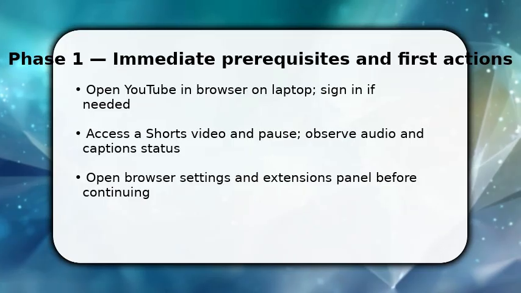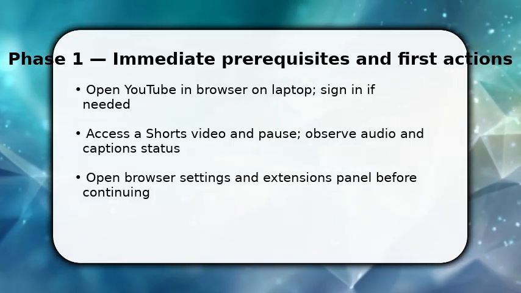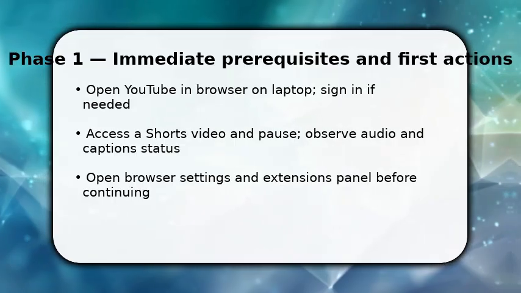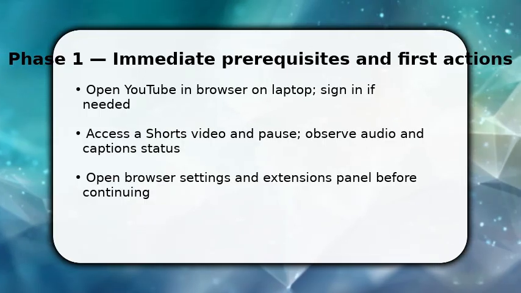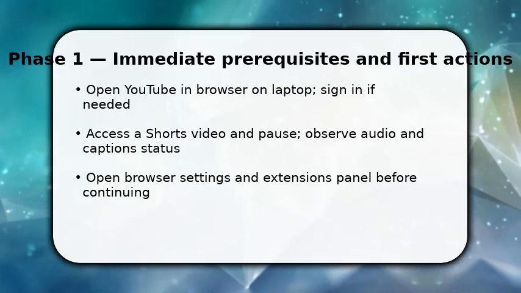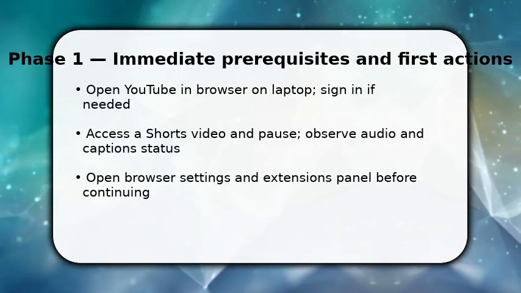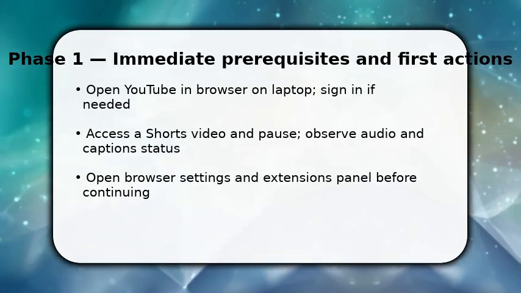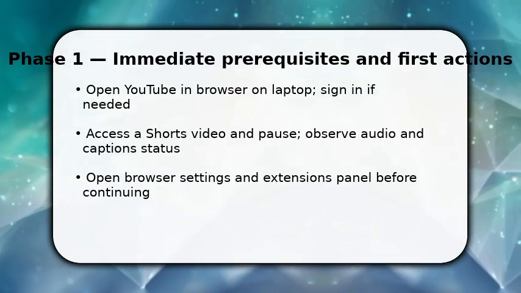You start now, open YouTube in your laptop browser and load the Shorts clip causing auto-dubbing. You want to check both YouTube's player and your browser at once. Once done, pause the video and look for CC or audio options, then open the browser's extensions and settings. This reveals whether an extension or site feature is altering audio output. Keep tabs on which tab plays sound. That helps isolate the source.